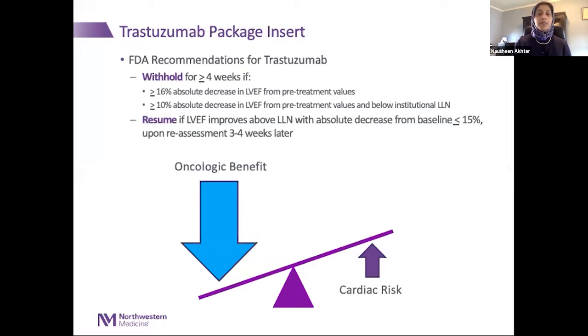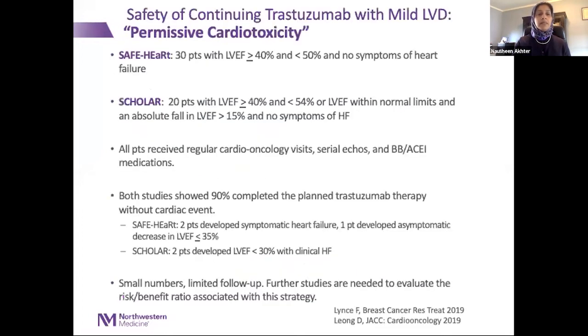However, the oncologic benefit of these drugs far outweighs the cardiac risk. The safety of continuing trastuzumab in patients with mild LV dysfunction has been termed permissive cardiotoxicity. So this is a new area in which we have a few studies now looking at continuing patients on treatment with trastuzumab despite a low EF.